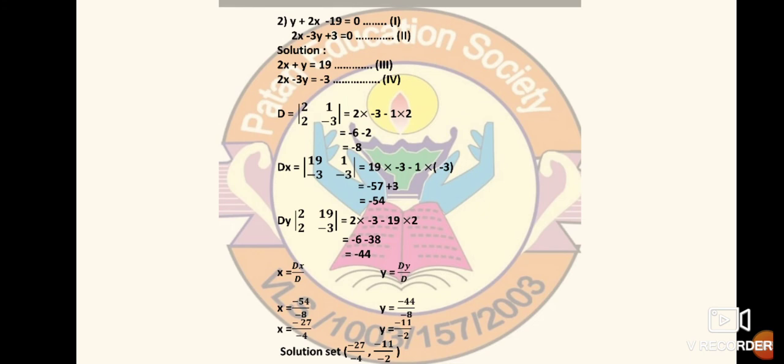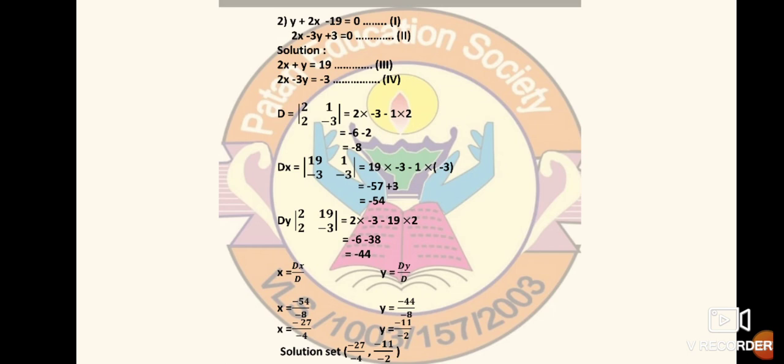Now in the second equation, the very simple change you have to do is that plus 3 will go to the opposite side, that is after the equal sign, and it will become minus 3. So 2x minus 3y is equal to minus 3. That will be equation number 4. Now to calculate the value of d, take the four coefficients which are present before the equal sign.